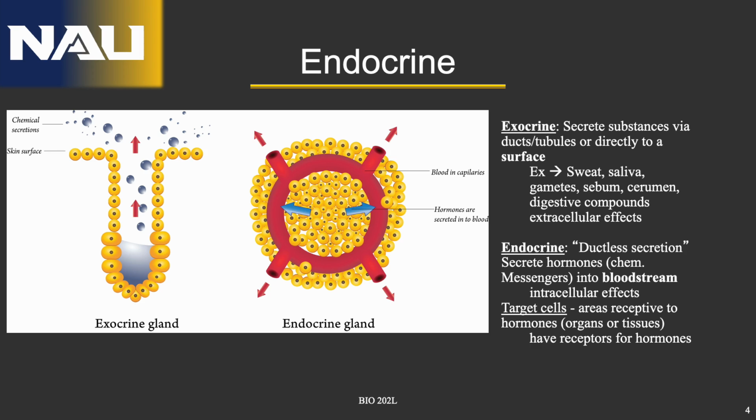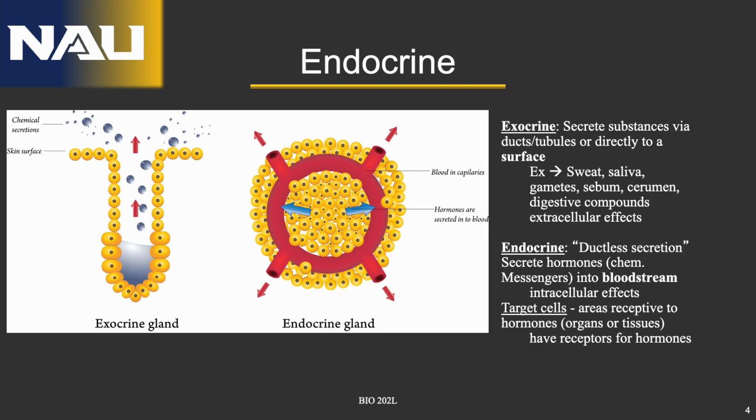In contrast, the endocrine system functions quite differently. The endocrine system is characterized by ductless secretion, where glands secrete hormones directly into the bloodstream. Hormones, which are chemical messengers, travel through the blood to target cells and organs that have specific receptors for these hormones. Hormonal secretions have intracellular effects, influencing the functions of target cells.